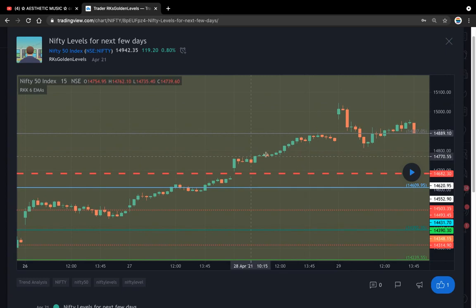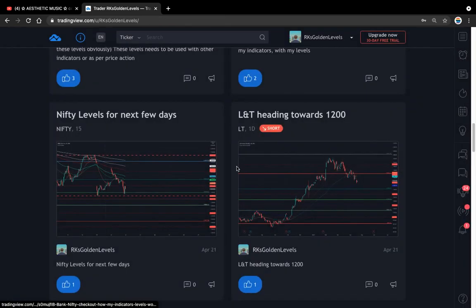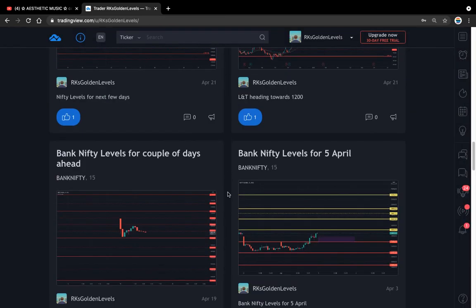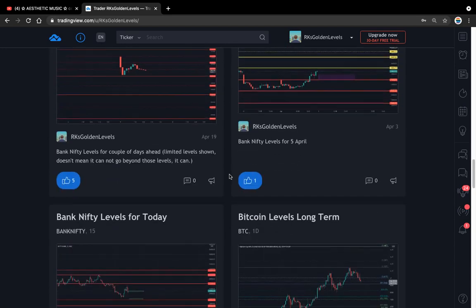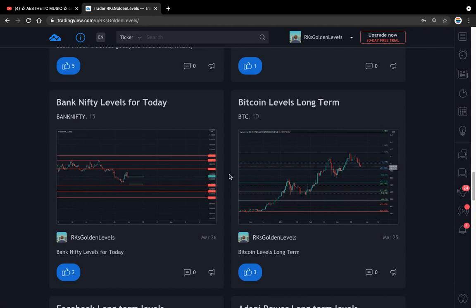Okay, so levels work really well. You just need to use other indicators with these levels, and you can easily know where your targets should be, where your stop loss should be, when you should be exiting any trade, and when to look for any reversal strategy.